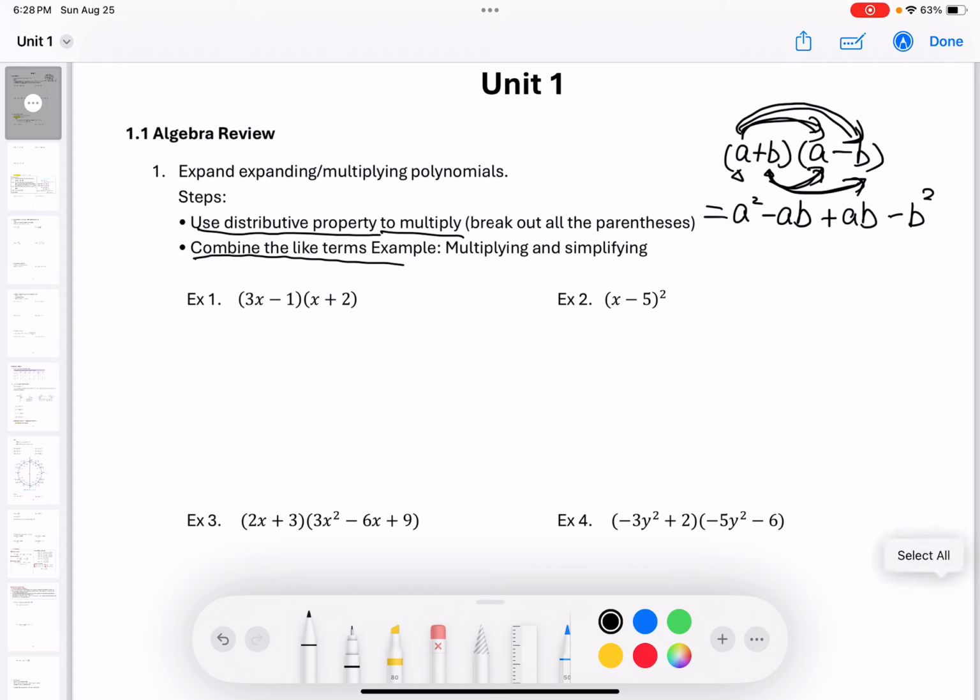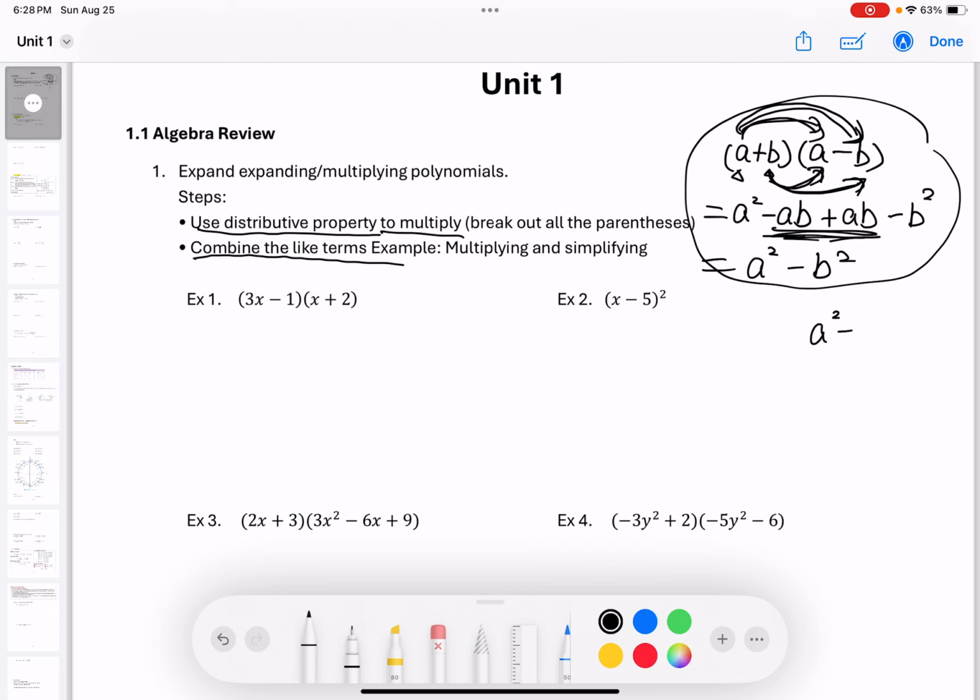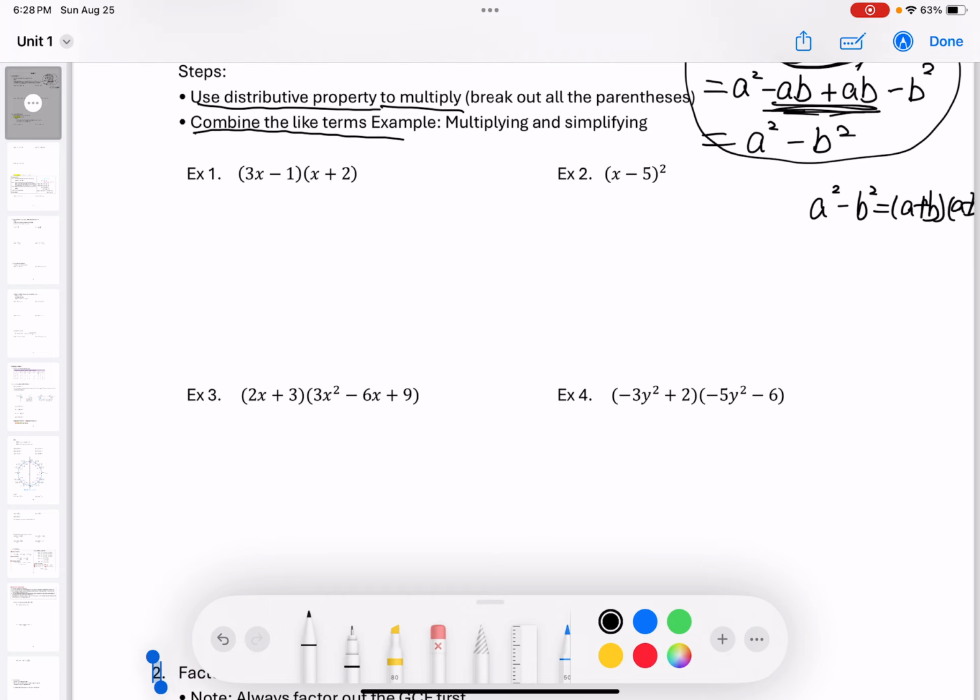Then next step, let's combine like terms. Minus ab plus ab, that's 0. So combining them together, we have a squared minus b squared. We call this the conjugate formula. If I have a squared minus b squared, it is a plus b times a minus b. So it is a plus b times a minus b. We call this the conjugate formula.